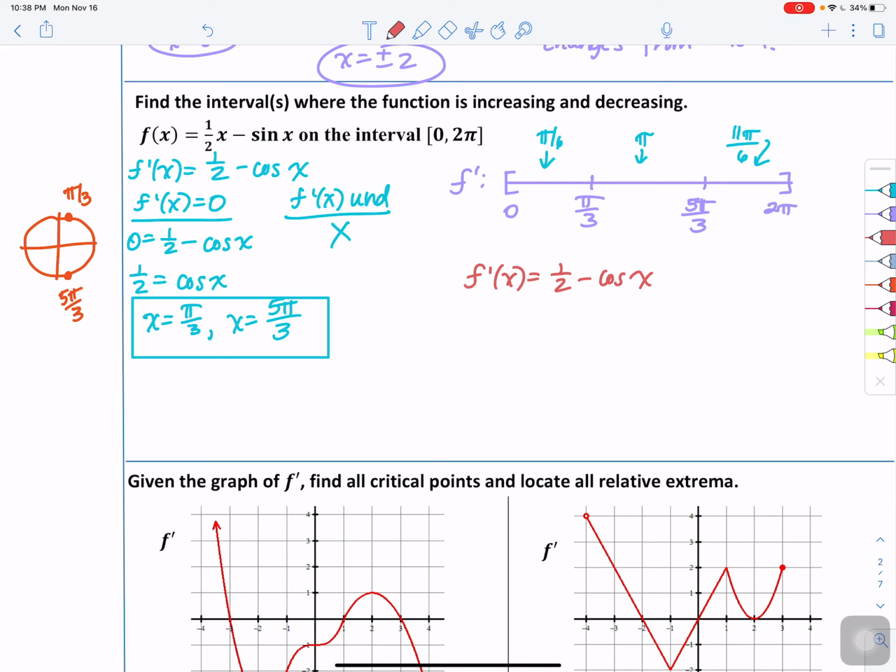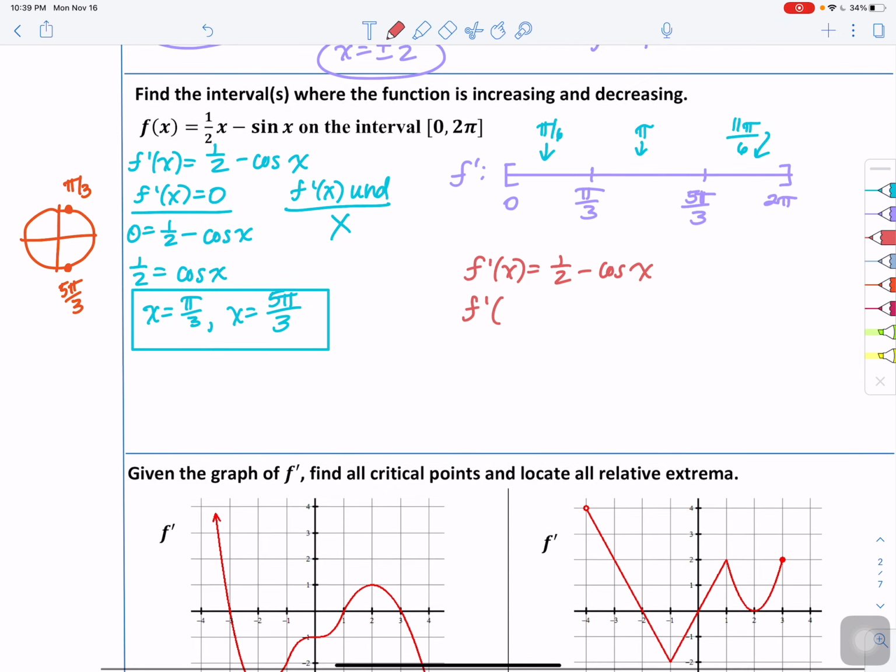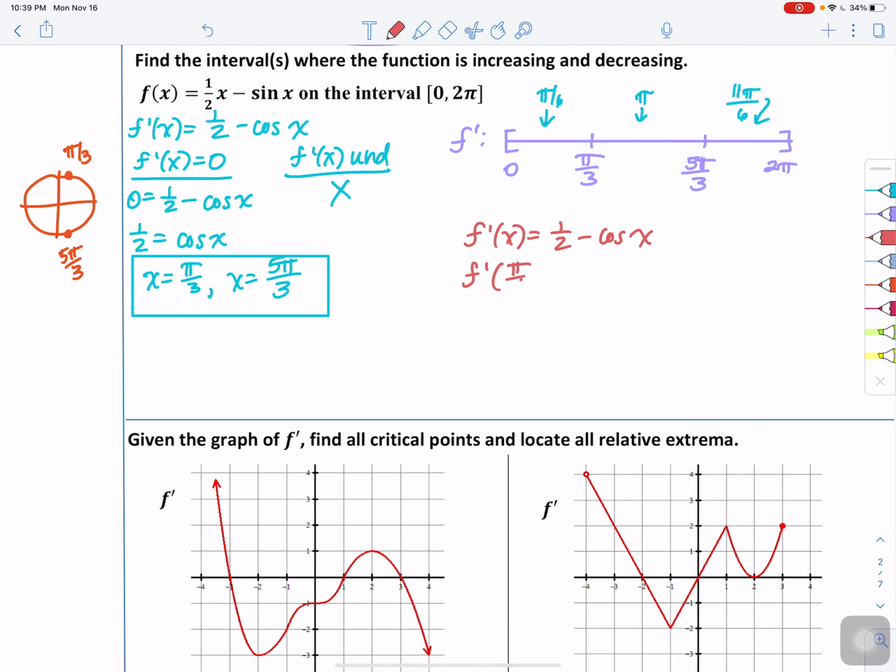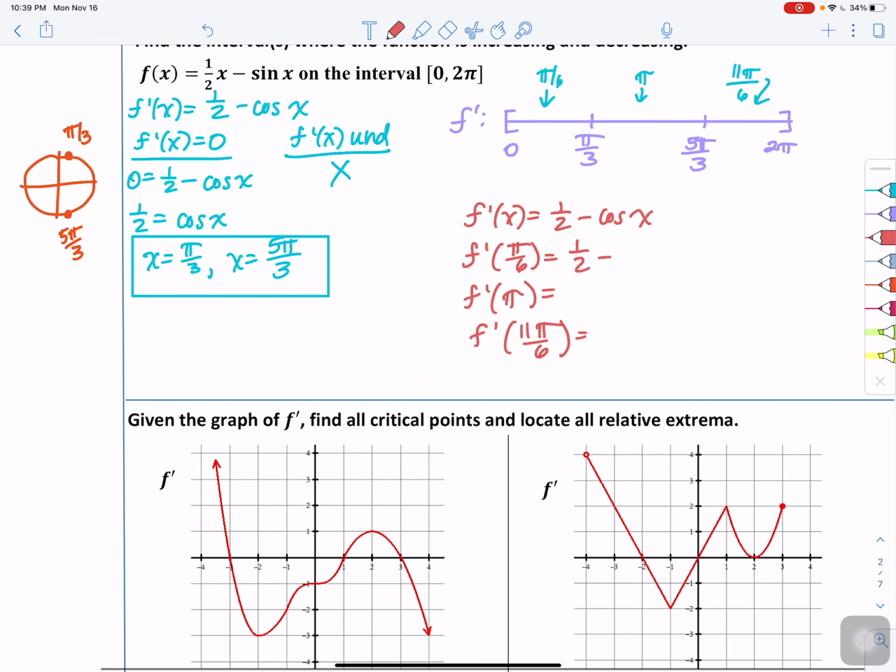And again, we just really want the sign. So I'm going to find f prime of pi over 6, f prime of pi. I just really want the sign of it. And at pi over 6, we have 1/2 minus, and the cosine of pi over 6 is root 3 over 2, and that's definitely negative because root 3 over 2 is bigger than 1/2. So we have a negative, okay?